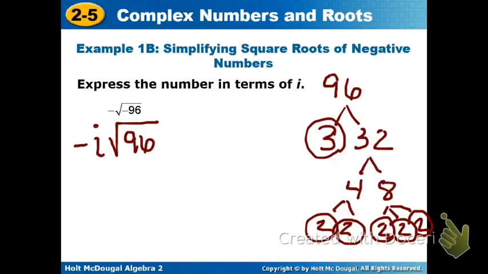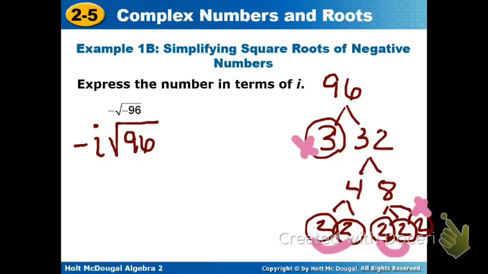So if you look, I have a 3. Do I have any other 3s that I can pair it up with? No. That means that that 3 is going to stay underneath the square root. Alright, I've got this right here. I got a pair of 2s. So I got one 2 that's coming out, another 2 that's coming out, and then this one here is going to be by its lonesome. It's going to stay underneath the square root.